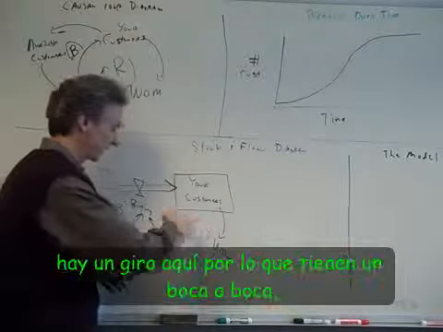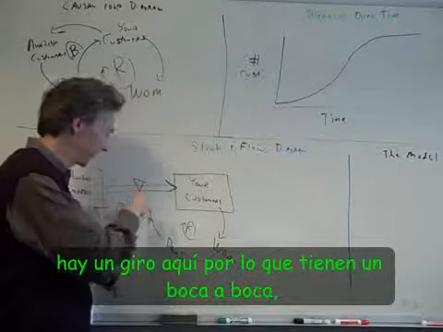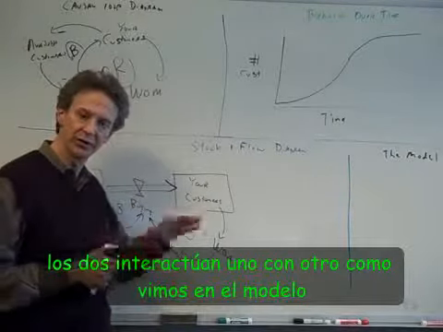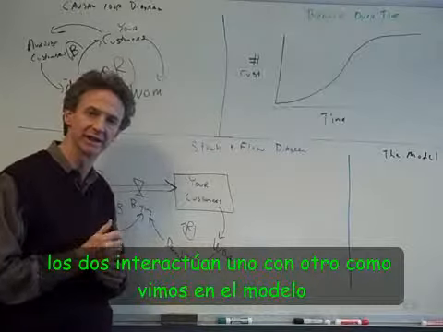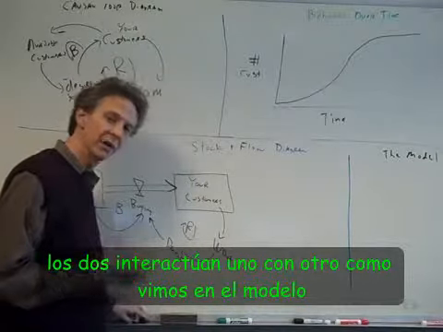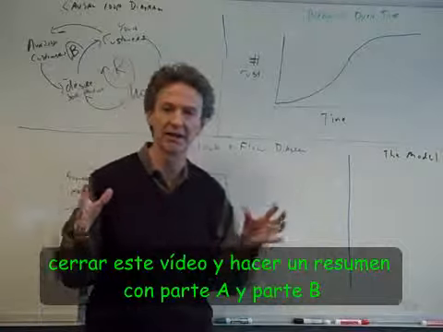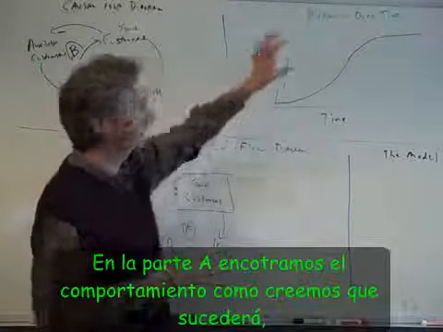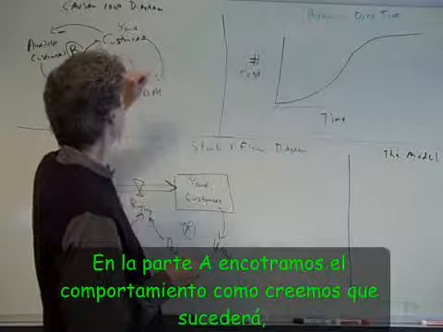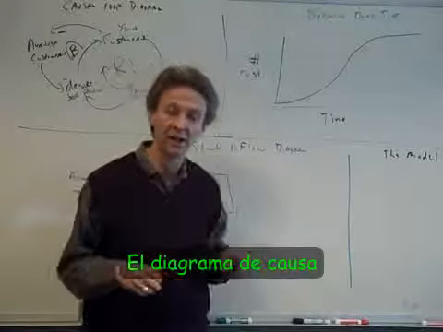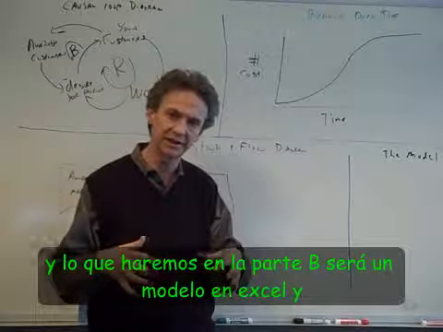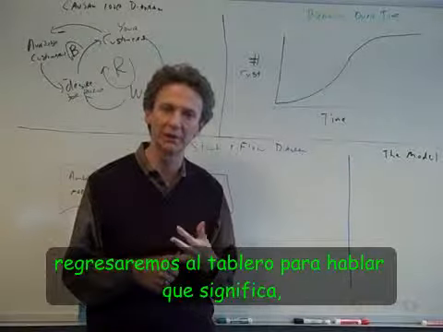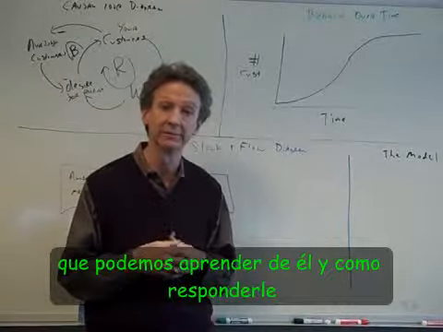So you've got word of mouth driving it up, you've got market saturation holding it back, and the two will interact with each other, as we'll see in the Excel model. So what I'm going to do now is close this video. We'll do it like the last one with a part A and a part B. In part A, we've got the behavior over time that we think is going to happen, the causal loop, and the stock and flow diagram. In part B, I'll model it in Excel, and then we'll come back to the board and talk about what it means, what we can learn from it, and how it would apply to you. Okay? Thanks.